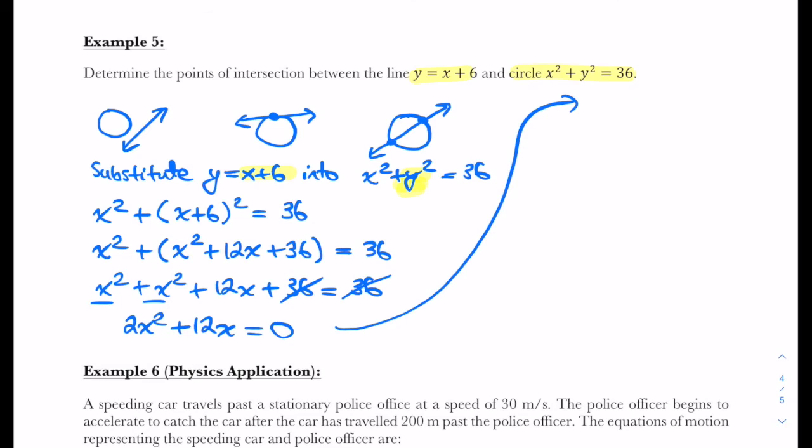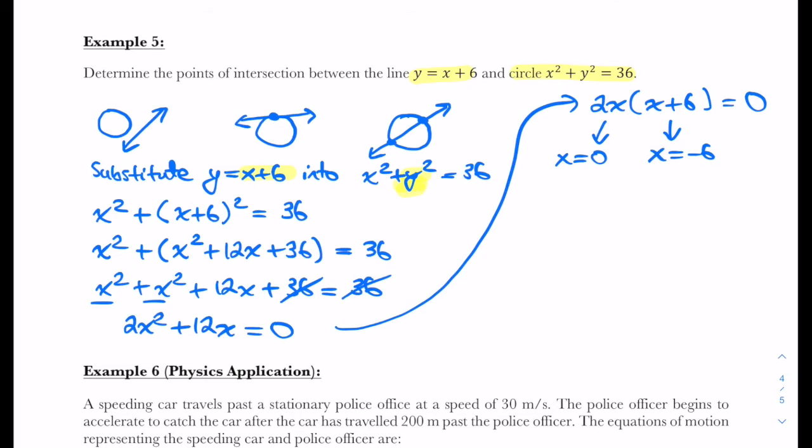I'm going to solve by factoring. So let's pull out a greatest common factor of 2x, leaving us with x plus 6. And now we solve where each of the two factors is equal to 0. In the first case, we get a solution of x equals 0 because 2 times 0 is 0. And in the second case, we get x equals negative 6 because negative 6 plus 6 adds up to 0.